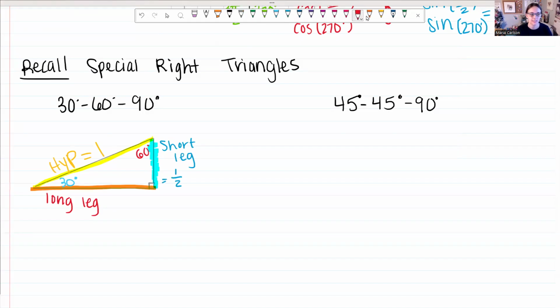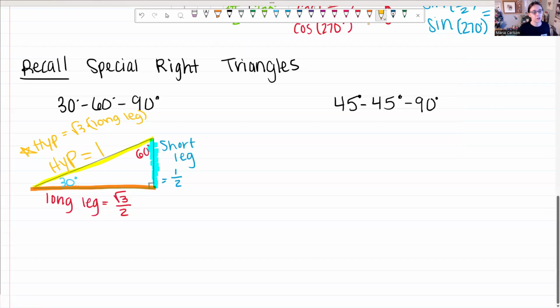And the longest leg, if our hypotenuse is 1, the longest leg was square root of 3 over 2. And that's really because the longest leg is always the square root of 3 times your hypotenuse. Or sorry, the hypotenuse is the square root of 3. Let's write this out. The hypotenuse is the longer side, so it is the square root of 3 times your longest leg. So that formula, that idea leads us to this.